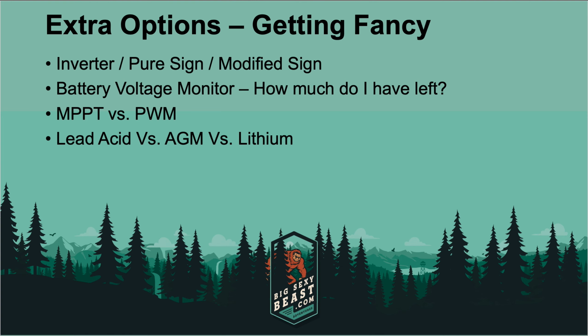I personally charge my drone batteries off of a modified sine inverter a lot, and I'm not seeing any issues with them, but I'm not recommending that. Do your own homework. Battery voltage monitor. In essence, what this thing does is it measures everything going into your battery and everything coming out of your battery through something called a shunt, and it tells you, hey, you've got 98% of your battery left, or hey, you've got 28% of your battery left.